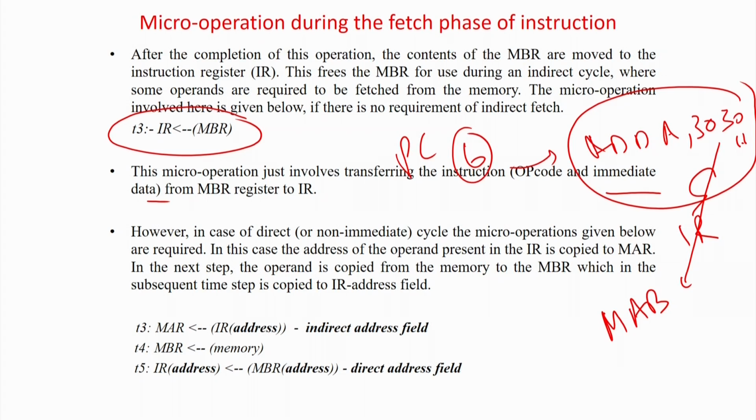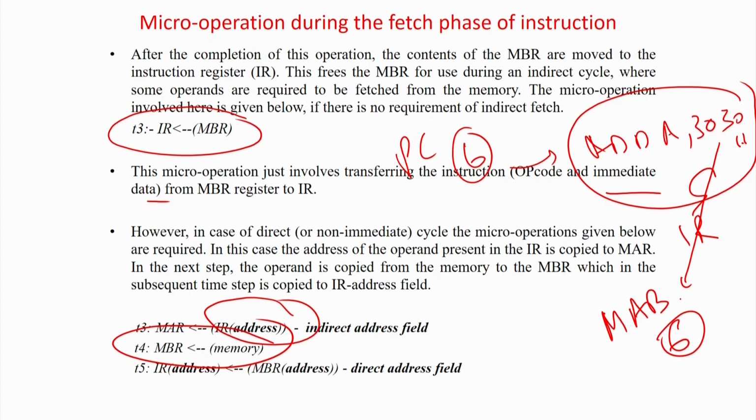But if it is an indirect mode or a direct mode but non-immediate, that is, the data is not available in the instruction itself, then you have to go for multiple stages. Like the instruction register address, you have to again feed it to the memory address register, that is this 3030. Next, the memory buffer register, memory will write to that. For example, in 3030 we have the value 6. That means we are going to add the value 6 to A and store it back to the accumulator. Let us assume memory location 3030 has the value 6.